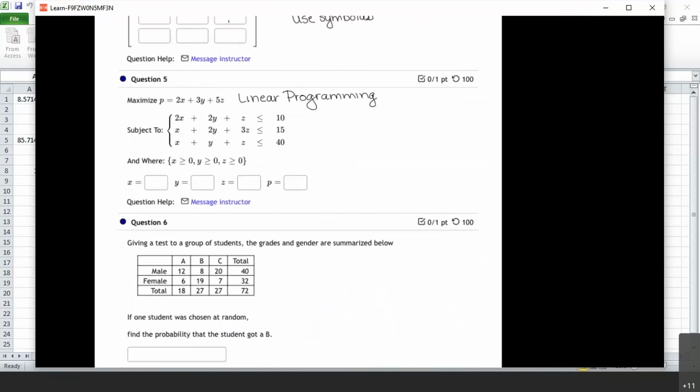Now, the way they probably expect you to do this is graphically, where you would graph these three inequalities. You would find the corner points of the feasibility region that's created by them, and then you would evaluate this function P at each of the corner points. So we can do it that way, or we can use Excel.